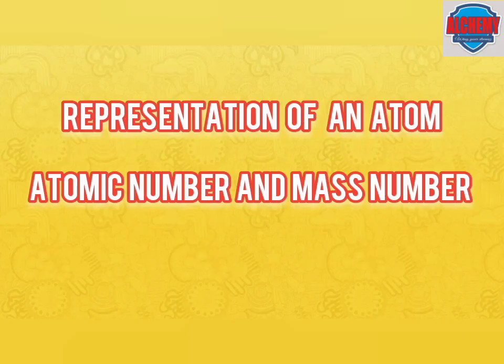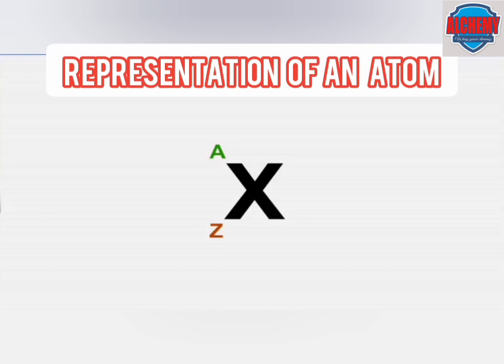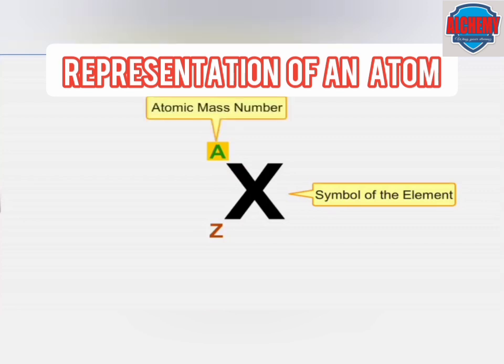Discuss the representation of an atom, atomic number, and mass number. The representation of an atom is shown here. The symbol X represents the symbol of the element. The superscript A represents the atomic mass number, whereas the subscript Z represents the atomic number of the element.